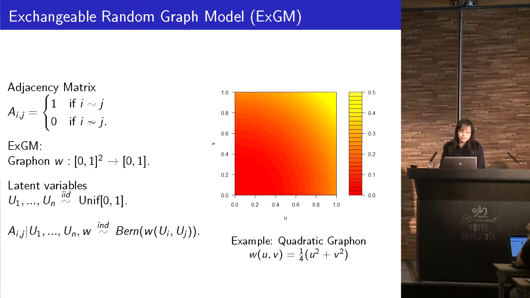The network is specified by the adjacency matrix, where A_ij equals 1 means nodes i and j are connected, and equals 0 if they are not connected. The exchangeable graph model gives a way to generate such an adjacency matrix. It is parametrized by the graphon W, which is a bivariate function from [0,1] squared to a probability between 0 and 1. To generate the network, first you generate n iid uniform random variables U_1 through U_n, and conditional on the latent variables and the graphon, the adjacency matrix A is just independent Bernoulli W(U_i, U_j).